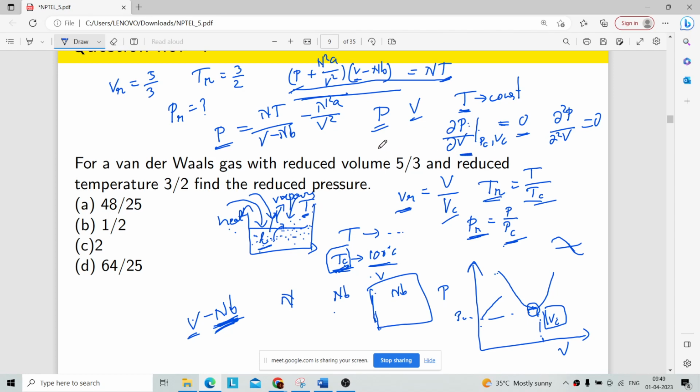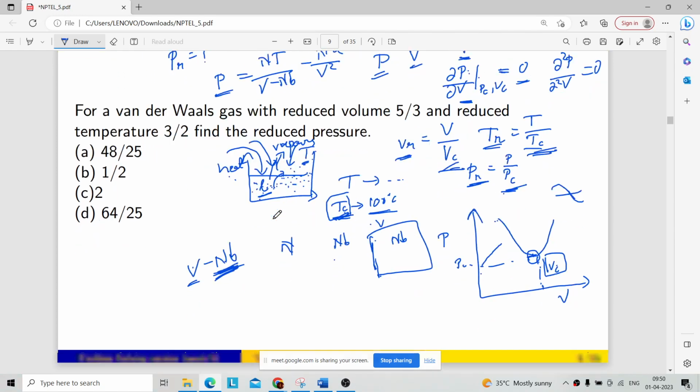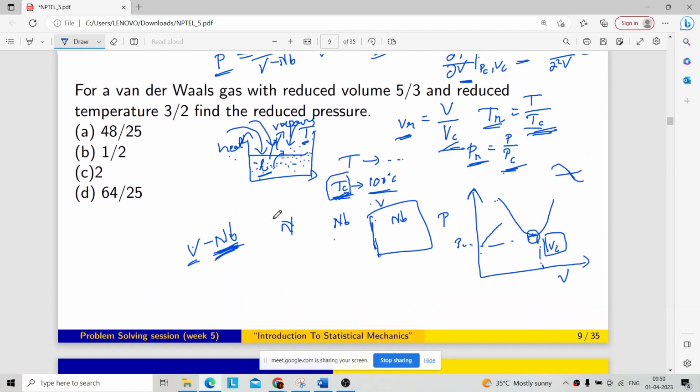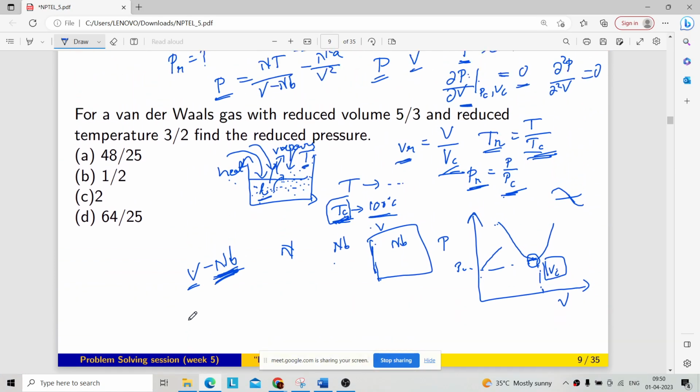Initially I am doing this to derive the critical temperature, pressure and volume, because we will use this in the next question. So I am doing this in this question itself. So be with me for this. I have this pressure as NT over V minus NB minus N square A over V square. So I have to find dP over dV at constant temperature, right?